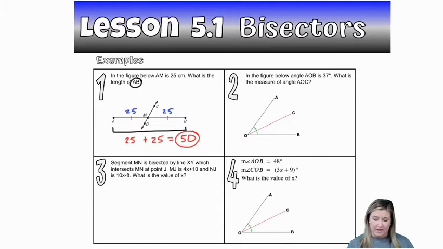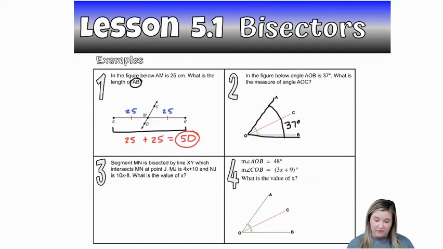This time we have an angle bisector. It says AOB. So when we name an angle and we name it with three letters, just trace those letters essentially. So what I'm talking about is A from AOB. There, this whole angle. So the whole angle is going to be 37. So this whole angle here is going to be 37 degrees.